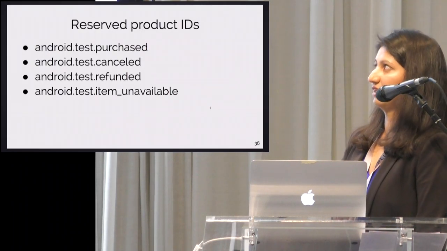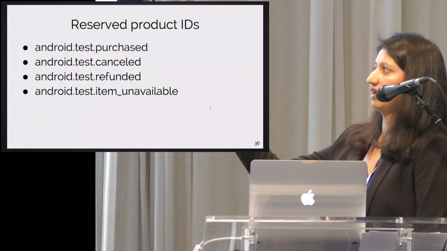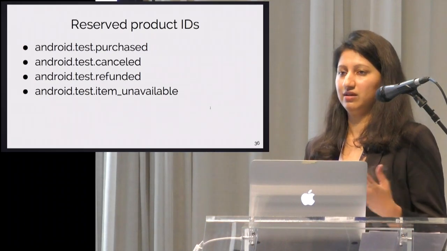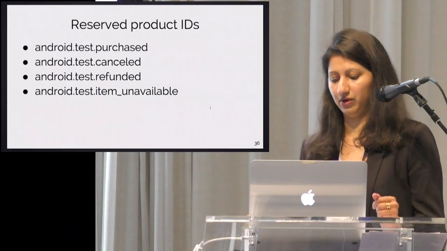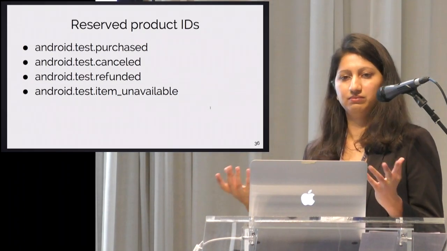So these are the reserved product IDs. You have Android test purchased, cancelled, refunded, and the last one, item unavailable, which means that this product is not set up or maybe there's a typo in the product. So you can use any of these four to test your workflow.